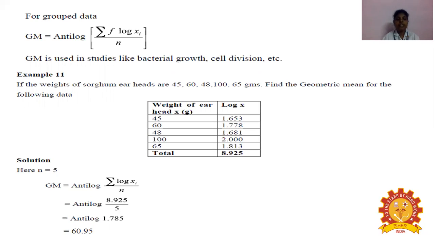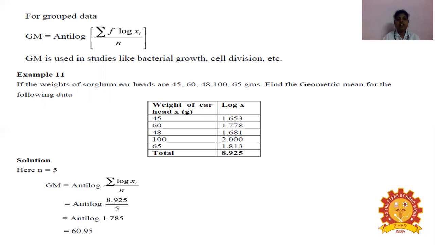For grouped data, geometric mean equals anti-log of summation f log xi by n. Geometric mean is used in studies like bacterial growth, cell division, etc. Next, an example for geometric mean.